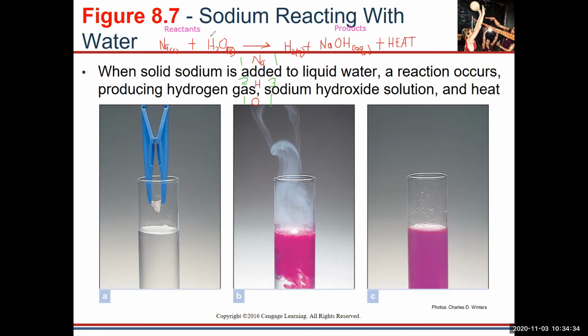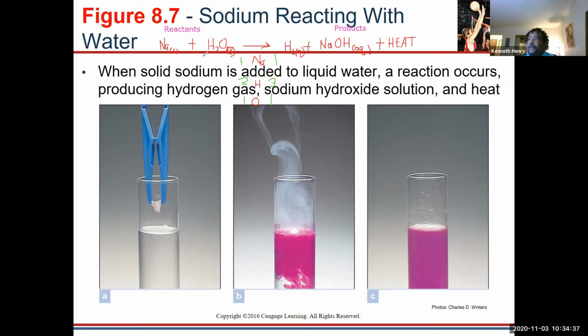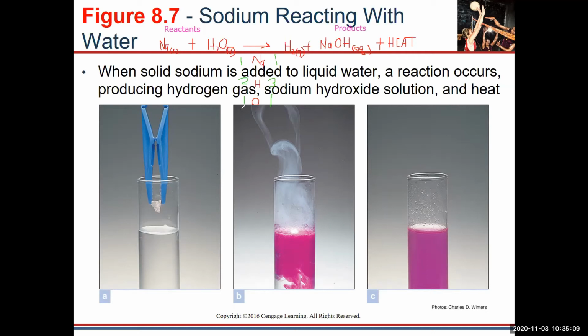Is there a number that we can put in front of one of these chemicals to help us get it balanced? That's what we're going to do next. How many hydrogens do I have currently? I have 2 over here and 3 over here. All the other ones are balanced, the sodium and the oxygen. Can't you multiply them, 2 by 3 and 3 by 2, to make them 6 on both sides?